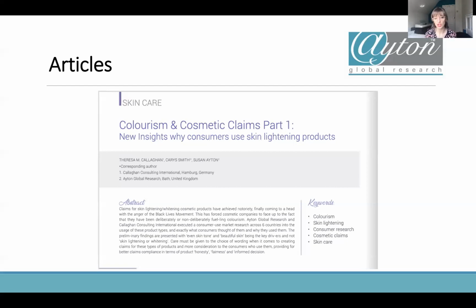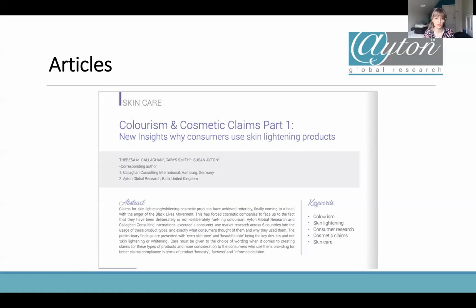So we initially did an article about this, and we're going to do another one as well, following on from that. We can see that as part of this article, and this is in TKS, by the way, if anyone wants to read it, Technoscience. It says the preliminary findings are presented with even skin tone and beautiful skin being the key drivers and not skin lightening or whitening.